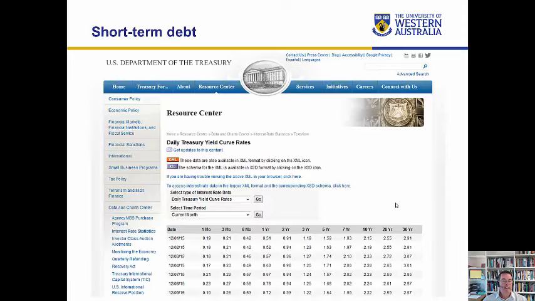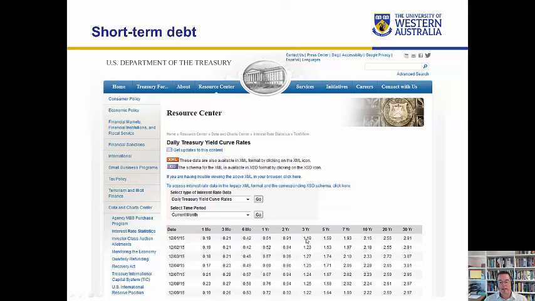Okay, this is taken from the US Department of Treasury, and it shows the interest rates on different types of short-term debt. So for the 1st of December 2015, we can see that the interest rate on 1 month securities was 0.19%. On 3 month securities it was 0.21, 6 months, and it goes right up to 1 year.